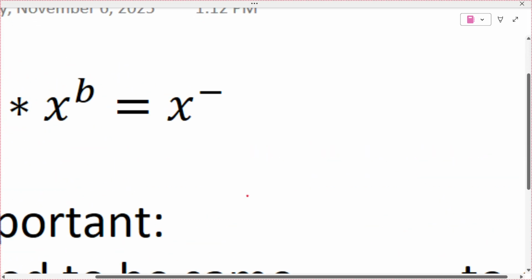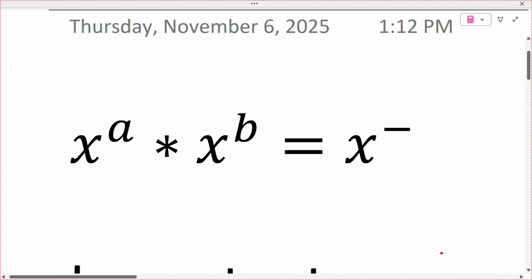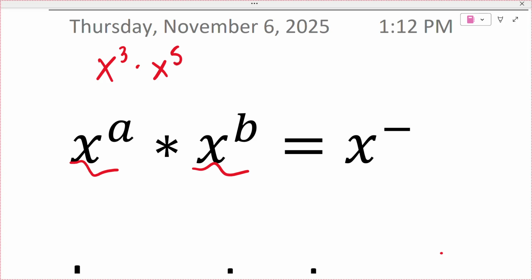So product rule, what happens when I multiply exponents with the same base? What do I do? Maybe I want to restart the video. I don't know if I used the right words, but we'll pretend I did. So again, what do I get when I do x^3 times x^5?